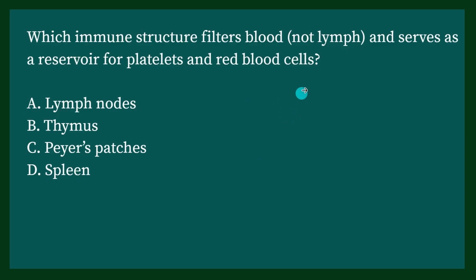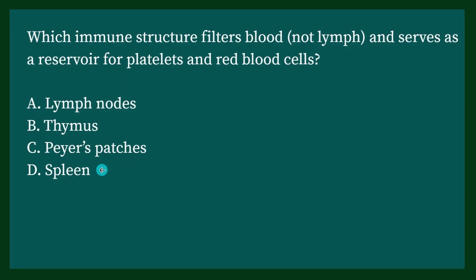Which immune structure filters blood, not lymph, and serves as a reservoir for platelets and red blood cells? So, filters blood and is a reservoir for platelets and red blood cells. So, A, lymph nodes. Well, we don't really have blood in our lymph nodes. We have lymphocytes in our lymph nodes. B, thymus. The thymus is an endocrine organ that matures our T cells. C, Peyer's patches are in our small intestines, and they filter pathogens out of our digestive system.